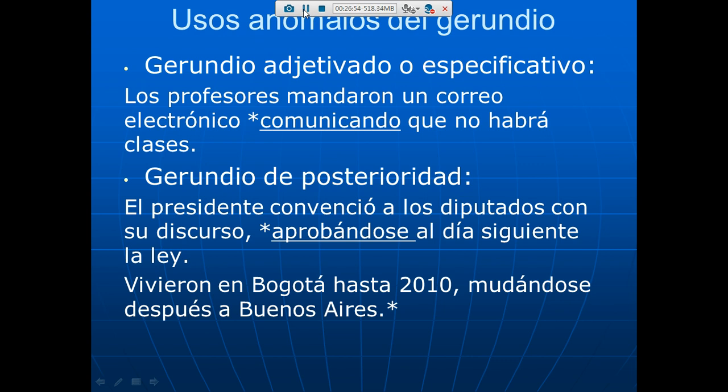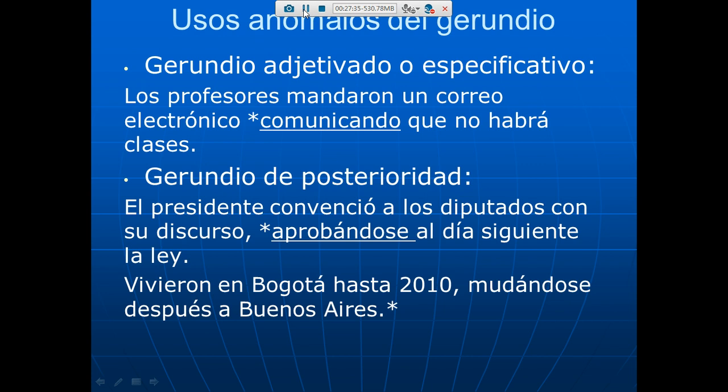El gerundio adjetivado o especificativo. También se llama gerundio anglicado porque es un calco sintáctico del the use of the present participle in adjectival function in English. Los profesores mandaron un correo electrónico comunicando que no habrá clases. That's a mistake. You should say, los profesores mandaron un correo electrónico que comunicaba que no habrá clases o que no habría clases. In English, you would say the teachers sent an email communicating, and that would be a present participle post-modifying correo electrónico, but that is not the case in Spanish.